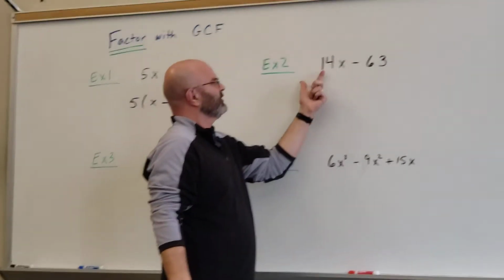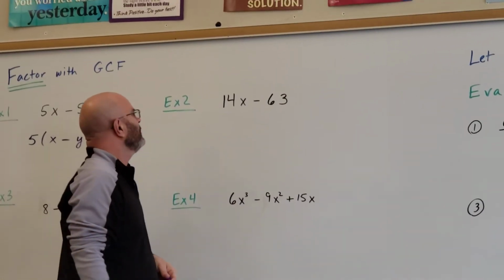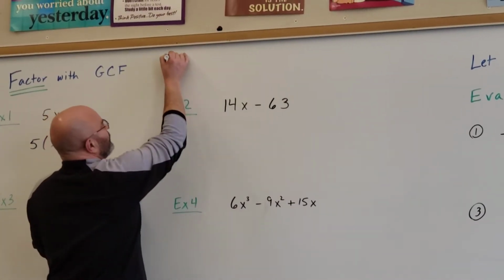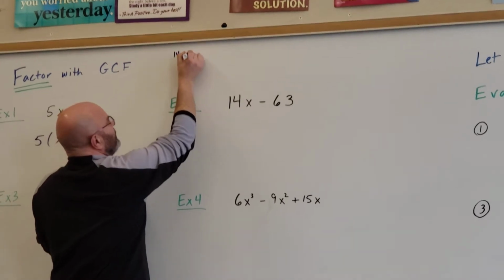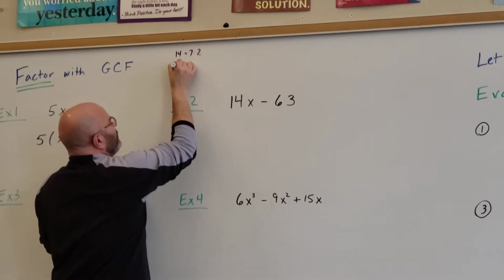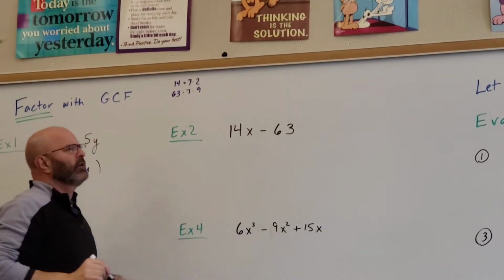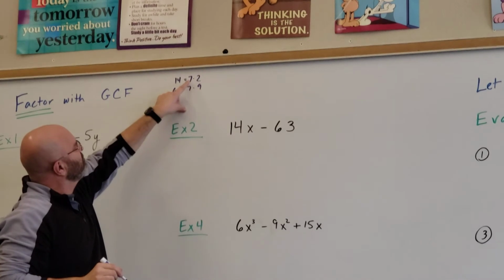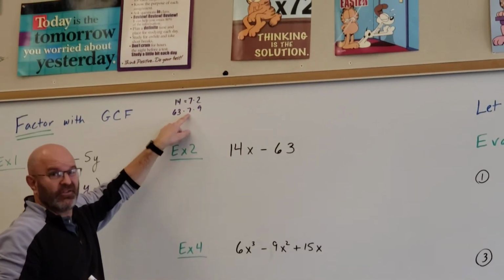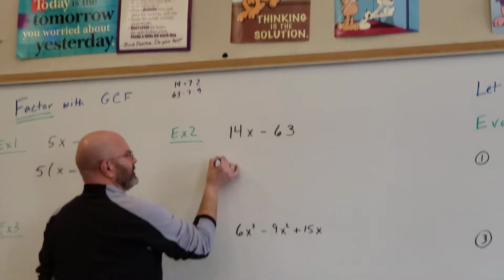Okay, so example 3, very similar. We're looking to see what 14 and 63 have in common. Sometimes doing some notes to yourself will be helpful. 14 is the same thing as 7 times 2. 63 is the same thing as 7 times 9. So when I write it this way, you can see that both of these numbers have a 7 in common. So that's my GCF. I'm going to pull out a 7.